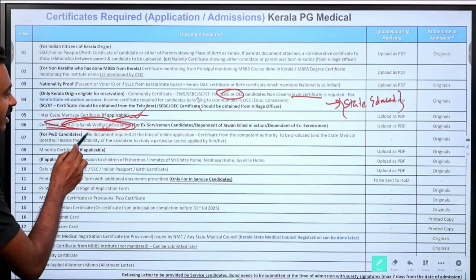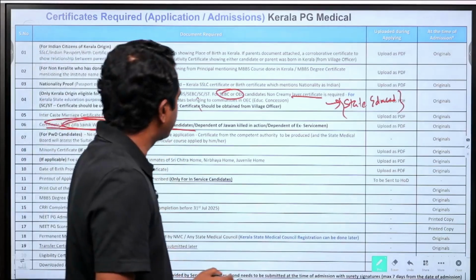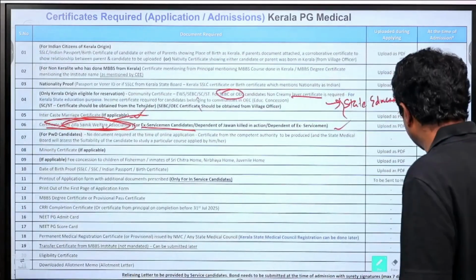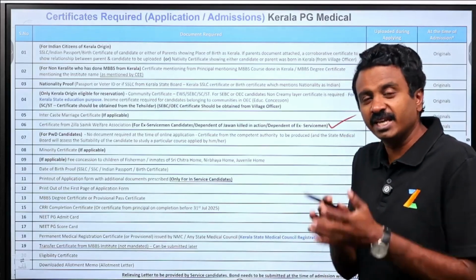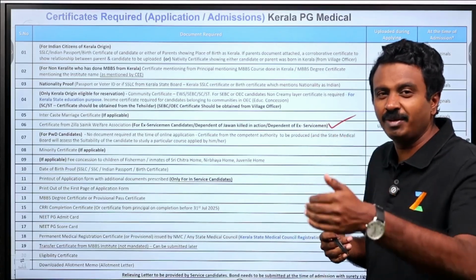Certificate from Zilla Sainik Welfare Offices for ex-servicemen or dependents of Jawans, dependents of ex-servicemen, etc. Some of these certificates you don't need to get now. Register and then it will have your application number. The proforma will be available for download.